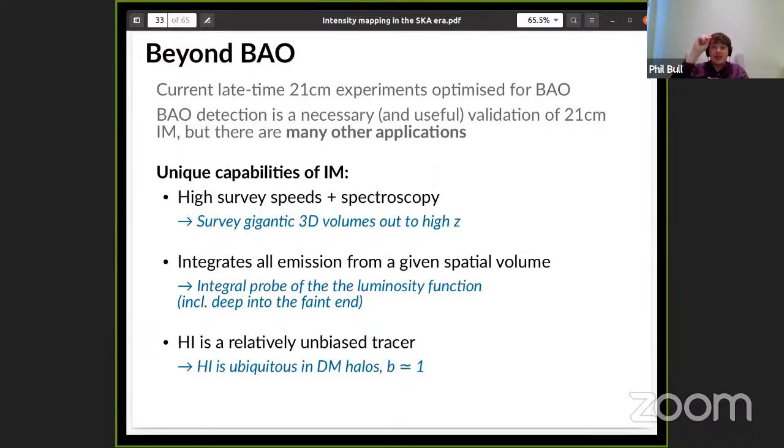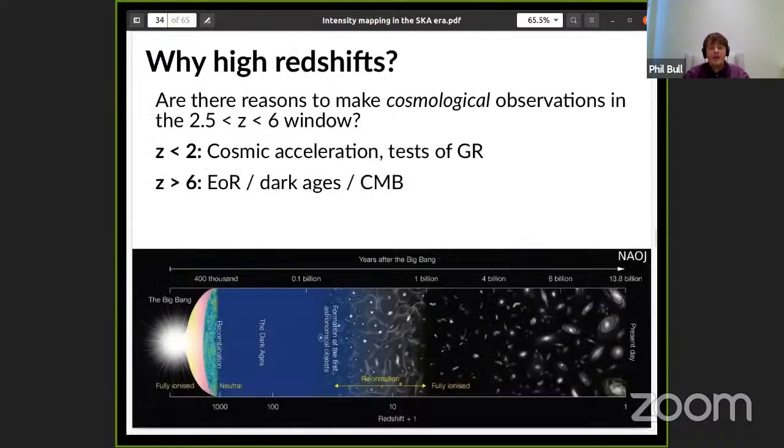If you do a galaxy survey, you just see where individual galaxies are. If you do intensity mapping, you get all of the emission. So it's an integral probe of your luminosity function. If there are very faint objects mixed in there as well, they'll be in your data somewhere. And then, as I've already mentioned previously, HI, neutral hydrogen, is a relatively unbiased tracer. And there are certain applications where that's quite useful as well, which I won't go into too much.